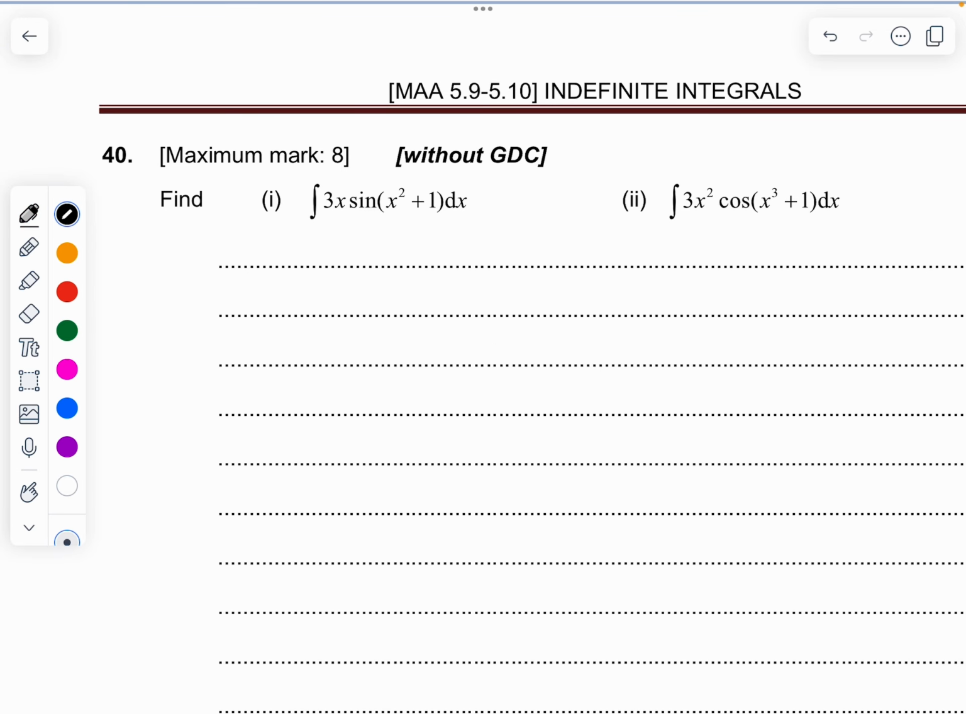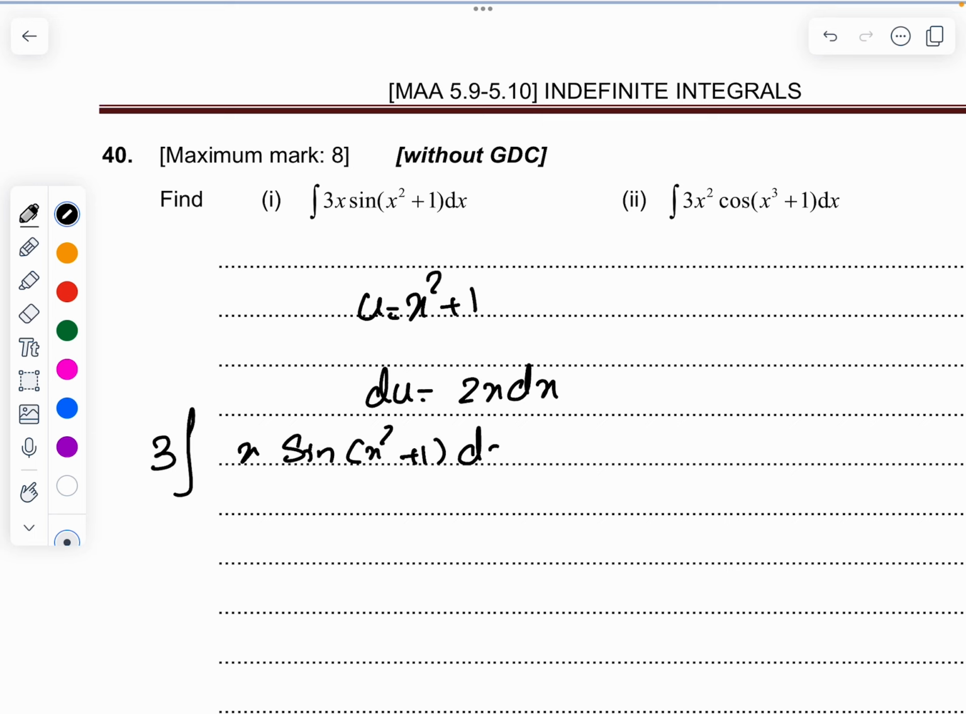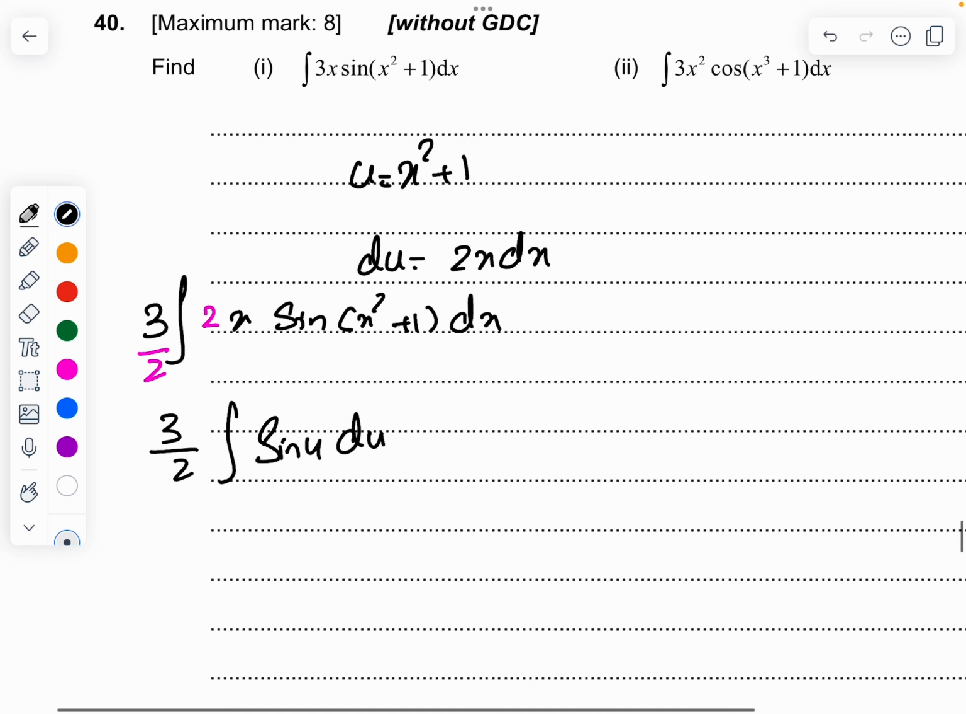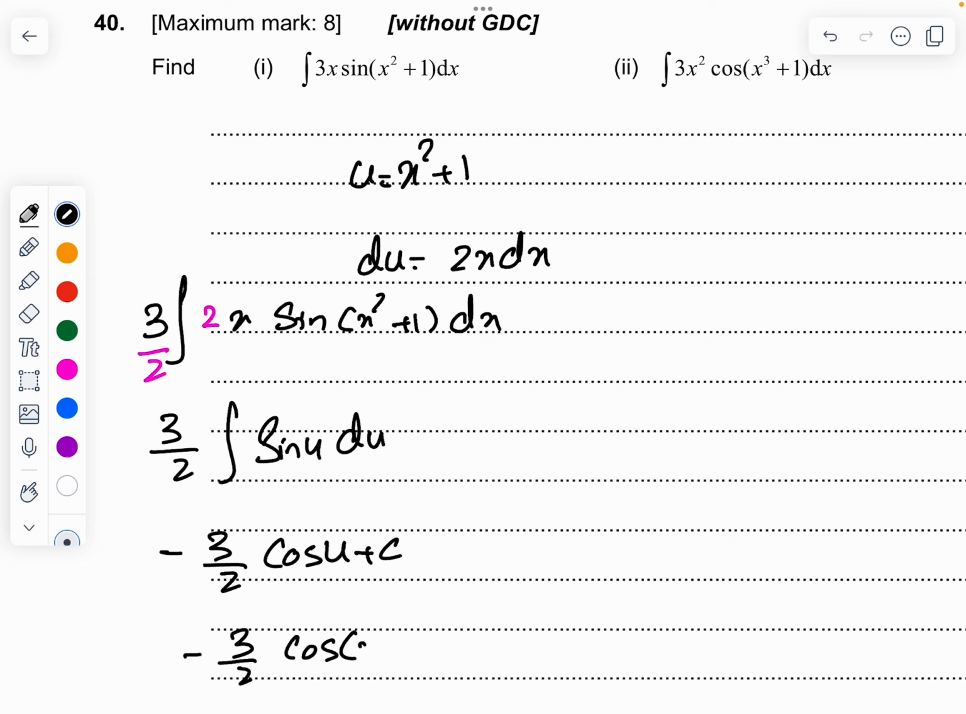Over here, substitution x square plus 1 equals u. So du equals 2x dx. As such, again, I don't have 2x dx, so what am I going to do? I'm going to bring the 3 outside and multiply and divide by 2. So it becomes 3 upon 2. 2x dx will become du, sin u. Sin u integral is negative cos u plus c. So minus 3 upon 2 cos of x square plus 1 plus c.